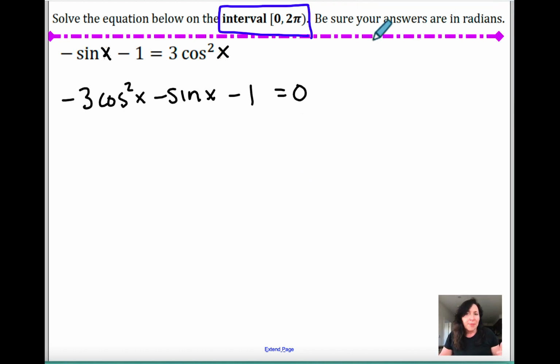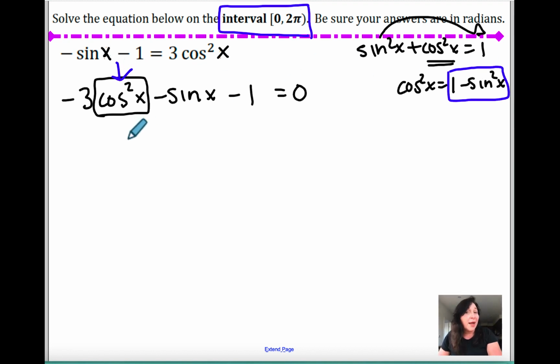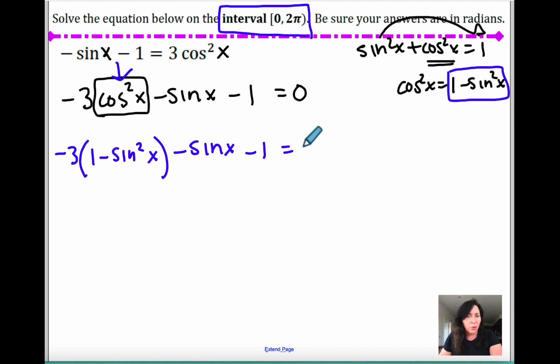So in order to do that, I need to use one of my Pythagorean identities. And it's this one. Sine squared of x plus cosine squared of x equals 1. I'm going to replace this cosine squared with one of my Pythagorean properties. So I'm going to isolate the cosine squared. I've got cosine squared of x equals, and I'm going to move this sine over to the other side. So I've got 1 minus sine squared of x. This is what needs to be replaced into right here. So then I will have all sine. So we're going to go -3 times the quantity, 1 minus sine squared of x, okay? Minus sine of x minus 1 is equal to 0.